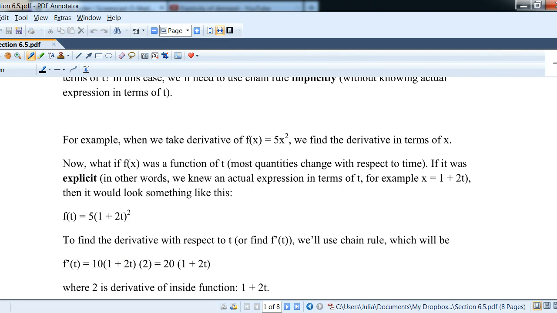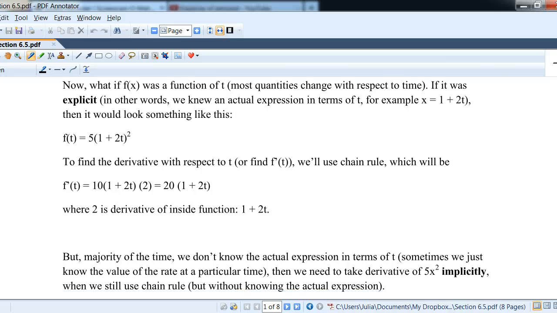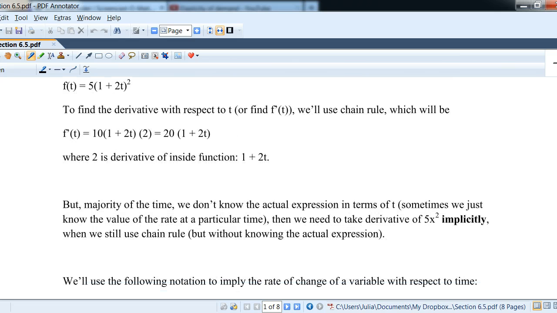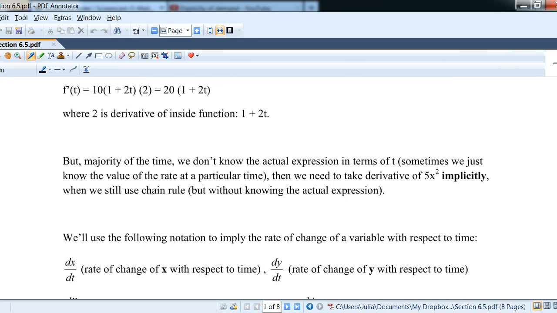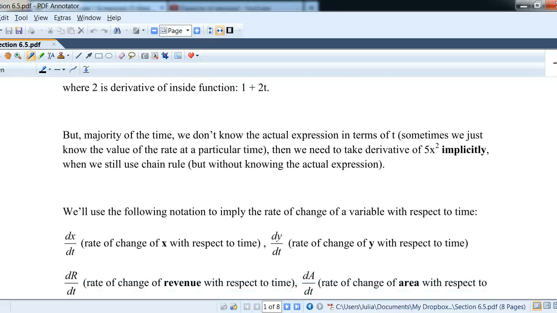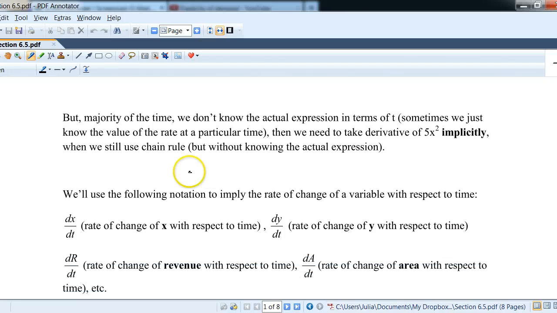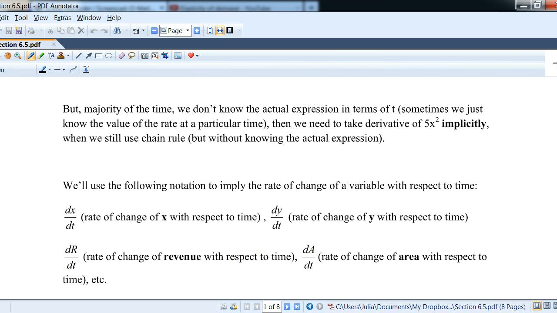But what if we don't know? Then we have to use implicit differentiation. What does that mean? It means we pretend that x is a function of t, or whatever the variable is. Here is the different notation that we're going to be using. For example, dx/dt represents the change of x with respect to time. dy/dt is the change of y with respect to time, or the revenue or area or anything you want.